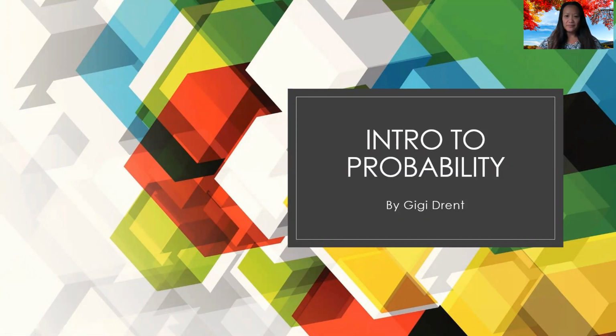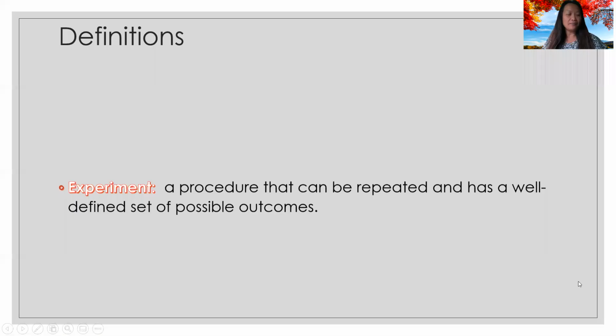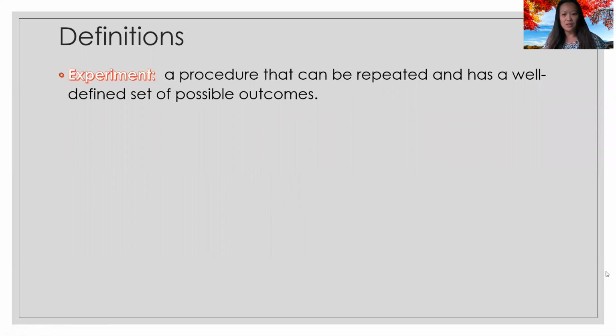Let's get started. As always, we want to have some definitions so that we know what we're talking about when we're using these words, right? An experiment is a procedure that can be repeated, and it also has a well-defined set of possible outcomes. For example, when you are flipping a coin, can you repeat the process? Yeah, you can pick up the coin and keep throwing it. And does it have a well-defined set of possible outcomes? Yes, right? It could either be heads or tails, okay? And that is what we call an experiment, okay?